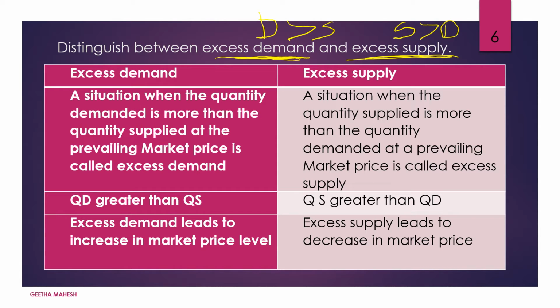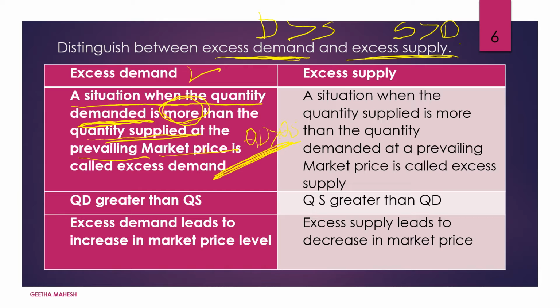Now let us understand the differences between excess demand and excess supply. Excess demand is a situation when the quantity demanded is more than the quantity supplied at a prevailing market price. When price is given, at given price, if quantity demanded is greater than quantity supplied, that situation we call it as excess demand.